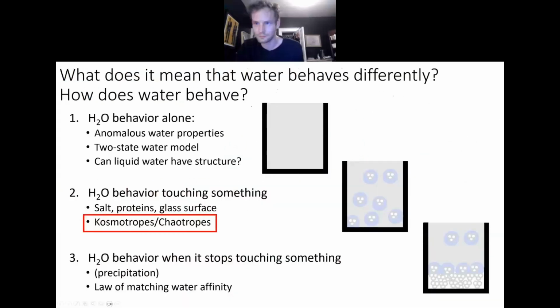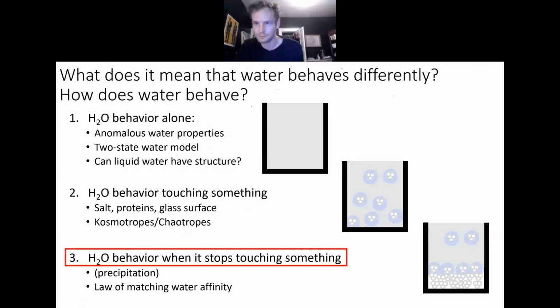So now what I've shared is the water behavior alone, and the anomalous properties by itself, and how this is explained by the two-state water model, and indicates that liquid water has some kind of structure maybe. And then whenever water is touching something, it actually changes its behavior, and things are either cosmotropes or chaotropes for structuring or destructuring the water around them.